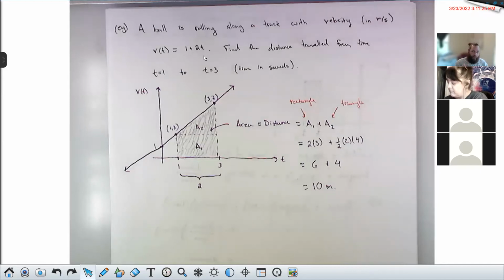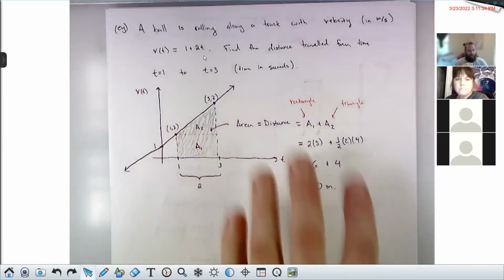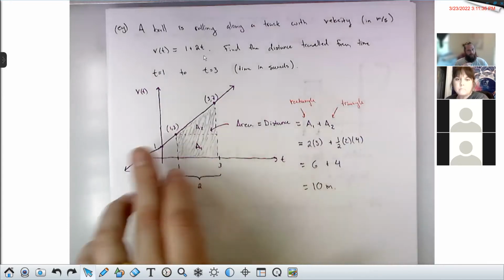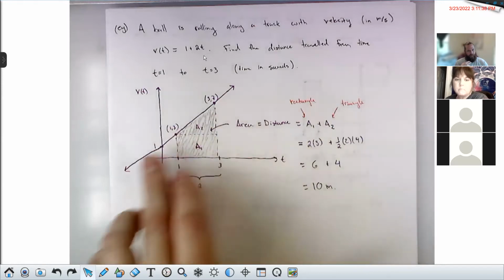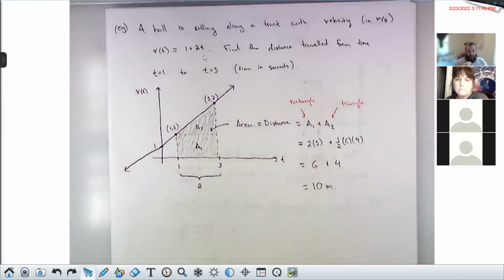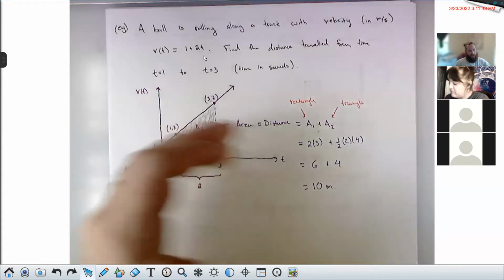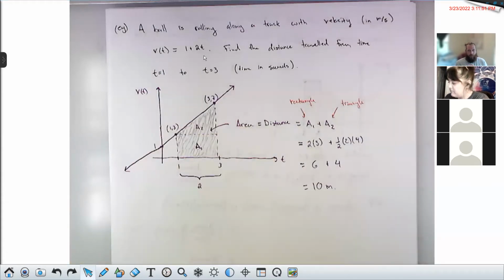So next time we're going to look at a few more areas beneath curve problems. I'll do one more calculation where we take a limit of a Riemann sum. And then we're going to look at some of these velocity problems where the velocity function isn't necessarily a straight line and isn't necessarily always positive. Those are two ways that these problems can become a little bit more complicated. If the velocity is curvy rather than being a straight line, then we're going to need to do the limit as n goes to infinity of Rn type thing if we want the exact answer.